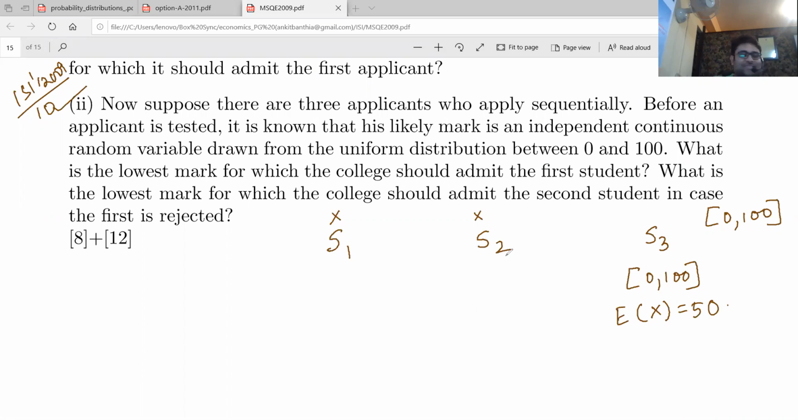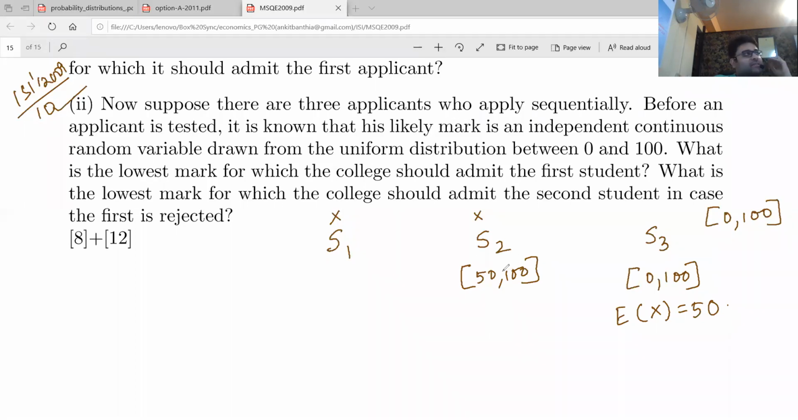If I will be accepting the score of the second student, that distribution will be from 50 to 100, because anything lower than 50, I will be rejecting the second student, right? I know that if I reject him, I will expect to get a score of 50. So why should I accept a score lower than 50 for the second student? So the distribution of the marks of acceptance for the second student will be between 50 to 100.